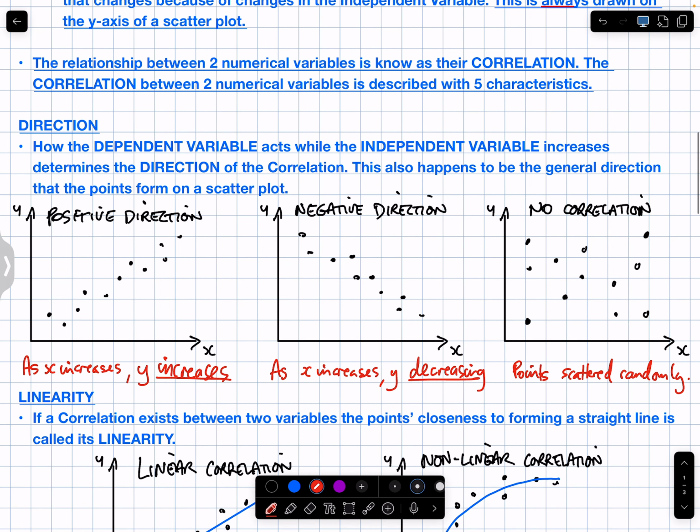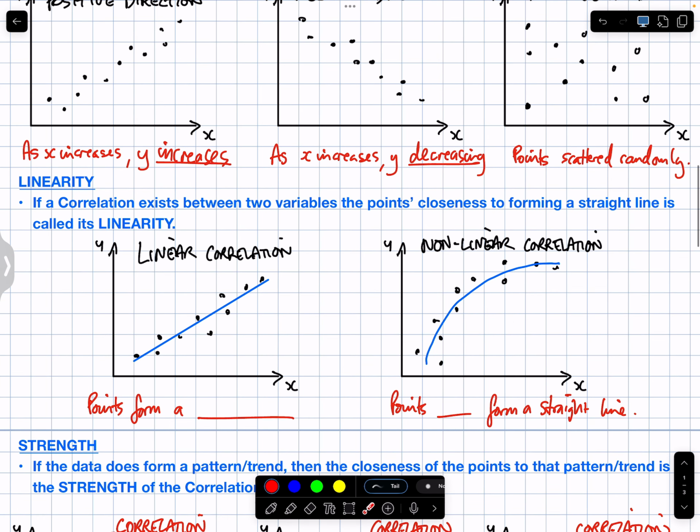So that's the first. There's 5 characteristics. We've talked about direction now. What's the second characteristic? Linearity. If a correlation exists between 2 variables, the points' closeness to forming a straight line is called its linearity.